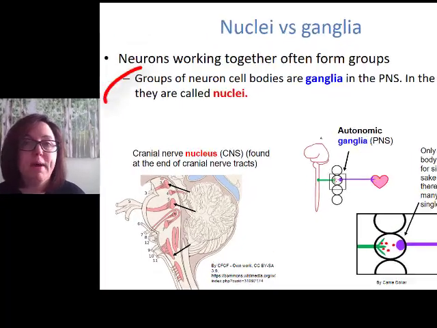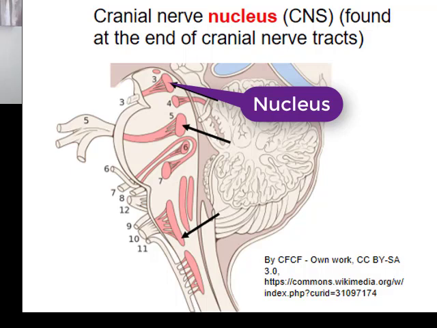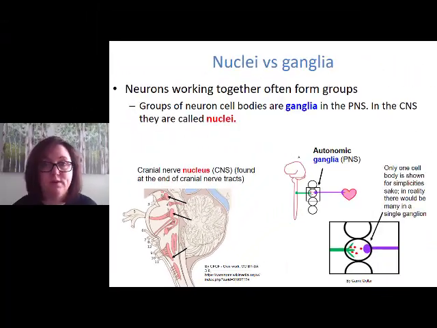Right? So let's go back to that example of oculomotor nerve and oculomotor tract. It turns out when we look at the oculomotor tract, we can see an enlarged area where the tract begins, and this is called the oculomotor nucleus. So a nucleus is a group of neuron cell bodies in the central nervous system. Okay, so that's an example of a nucleus. But to look at a ganglion, we have to look in the peripheral nervous system.